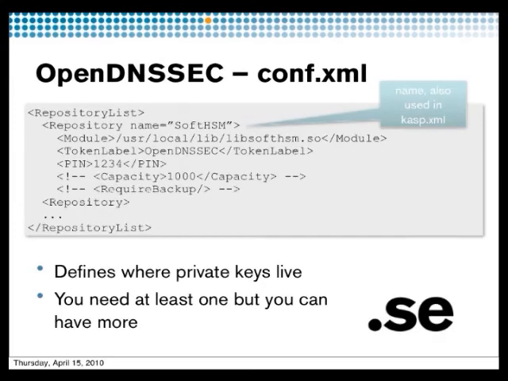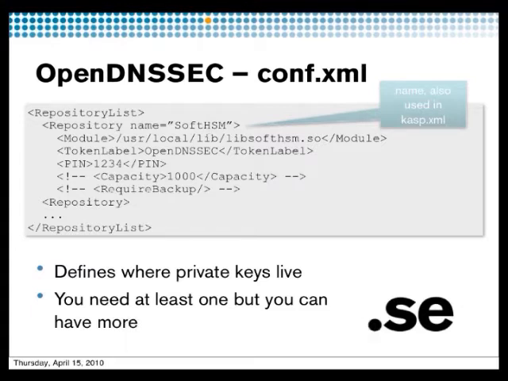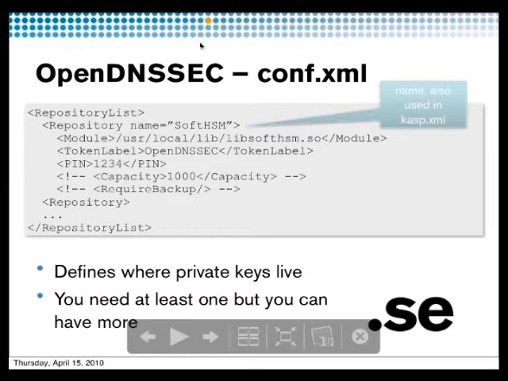So let's see how it looks. So the first part was this repository list. And there you can specify, first of all, a name that you're going to use. So you name your repository to something, for instance, SoftHSM. And this is what you use as a reference in the KASP or your policy later on, because you want to say that I want to create my keys in this repository, but I want to create the status keys in another repository. And this is the name that you want to use.